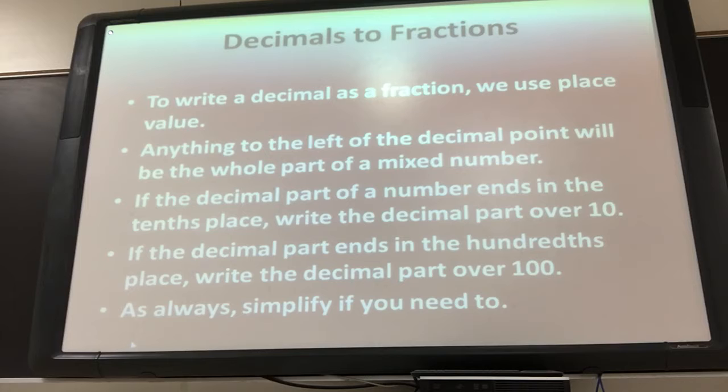So anything to the left of the decimal point, like 1 point something or 2 point something, is going to be the whole number in our mixed number. And then we look at everything after the decimal point, and we look to see where it ends. If the decimal part ends in the tenths place, we say it's that number over 10. If it ends in the hundredths place, we say it's that number over 100. And we continue to do this, and so on: 1,000, 10 thousandths. And then we simplify if we need to.